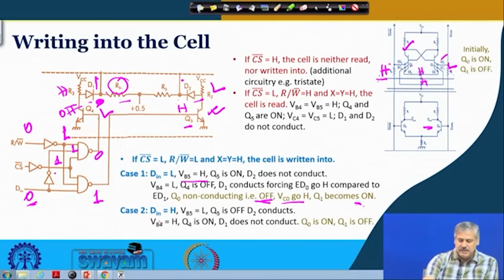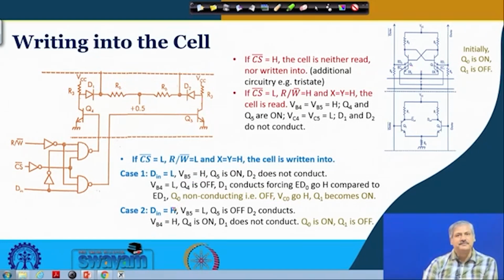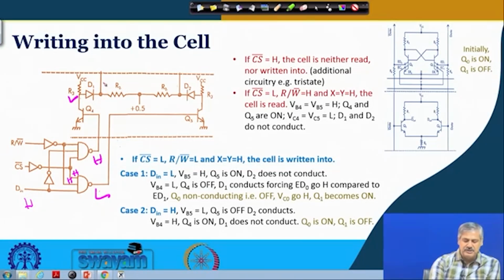And instead, if D in was high, then what will happen? So, D in was high means this would have been low and this would have been high. So, this is high because of the read and CS inputs. Okay. So, this is low means this is high means this is conducting. So, this part is low, so this is not conducting, and this is low means this is not conducting. So, this is high. So, this output will become high, so this will become high and this will become low.